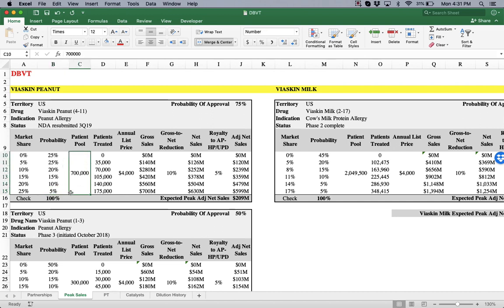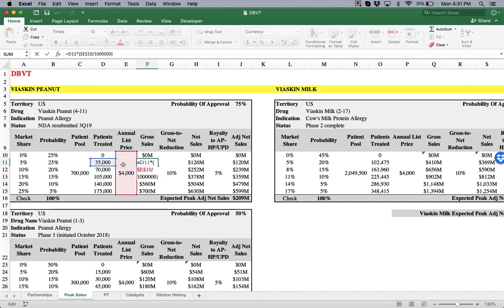But you basically want to be able to defend whatever market share and probability estimates you put down here. And then your patient pool, this you get from the previous file where we looked at the number of patients. And then your price also comes from the previous file we looked at. And so to get your gross sales, you're just multiplying your number of patients treated times the price of the drug.